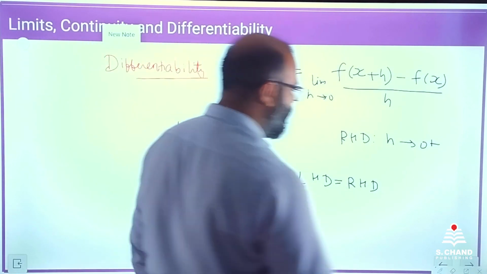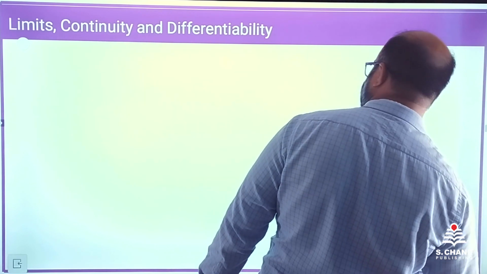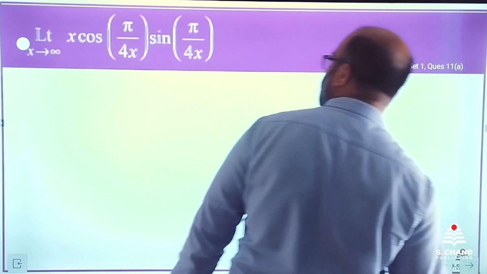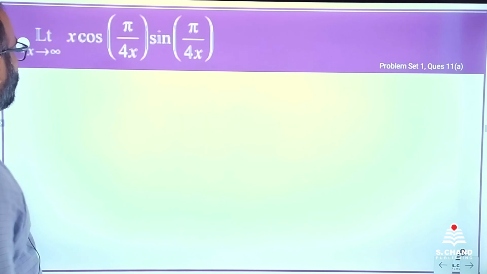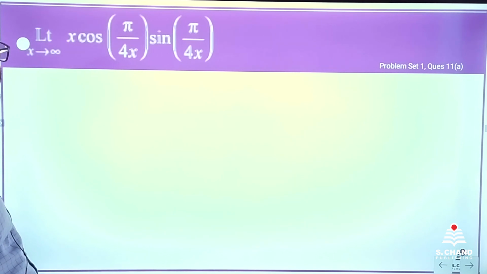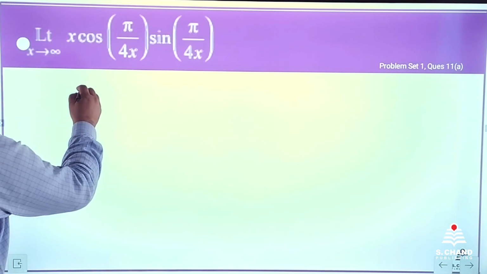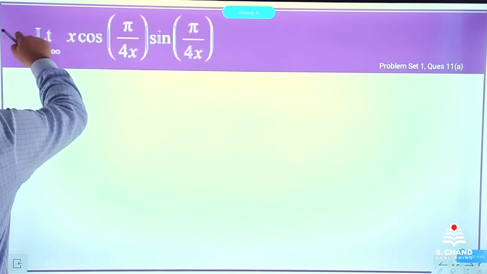Now, after knowing these results, and some of the results which you can see from the book also, we can come to a few questions here. As we see, this is the first question: limit x tending towards infinity of x cos pi by 4x sin pi by 4x. That is what we have to find.